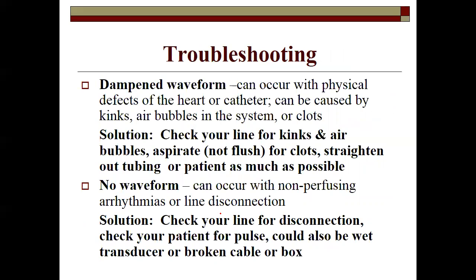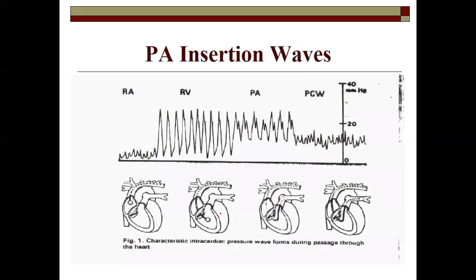Dampened waveform. This generally occurs when there's a defect in the heart or the catheter itself. This can be because there's an air bubble in the system. It could be there's a kink in the line. So before, if we have this waveform right here, and this is a normal waveform, or I take it back.